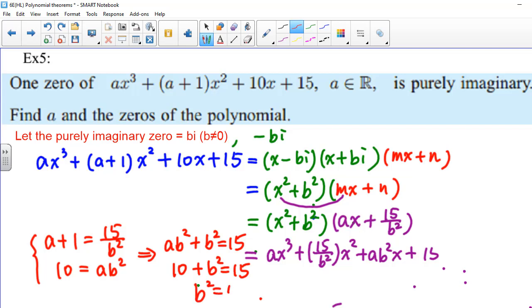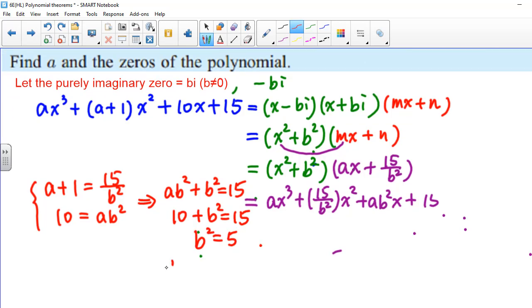So the b value will be positive or negative square root of 5. After we find out the b value, we can find the a value. So the a value, a plus 1 equals 15 over b squared, or we can use 10 equals ab squared. So b squared is 5. 10 divided by 5, anyways, a equals 2.